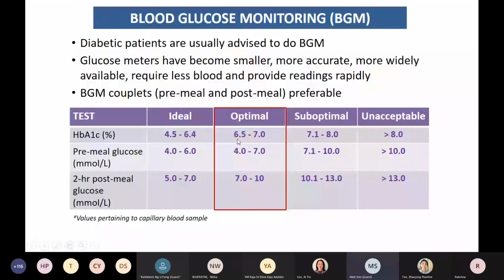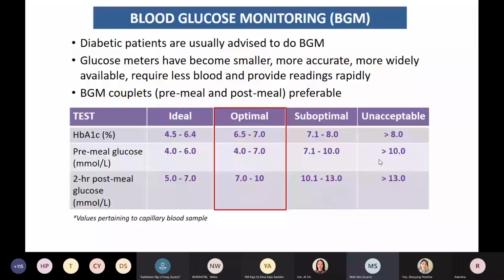Patients who consistently obtain pre-meal and post-meal levels above 7 or even 10 can be assured also that by the time they actually see the doctor, the HbA1c levels will be either suboptimal or unacceptable. So BGM actually gives a patient the opportunity to manage their lifestyle, as well as the doctor's opportunity to adjust medicines, so that by the time the patient is reviewed, all the necessary steps have been taken to optimize glycemic control.